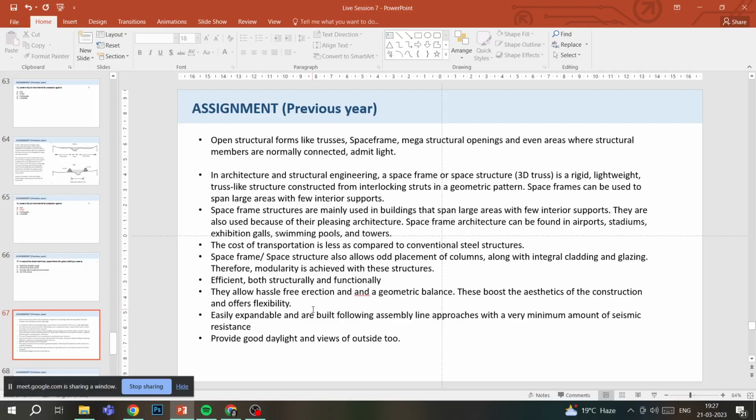The cost of transportation is less compared to the conventional steel structures. Space structure also allows odd placement of columns, and along with integral cladding and glazing, and modularity can be achieved with this structure. They are very efficient both structurally and functionally. They allow hassle-free erection and geometric balance. They boost the aesthetics of the construction and offer more flexibility. They're easily expandable, and they are built following assembly line approaches with a very minimum amount of seismic resistance. And they provide good daylight, and they provide the views of outside also, because there is always a layer of visibility in these kind of structures.